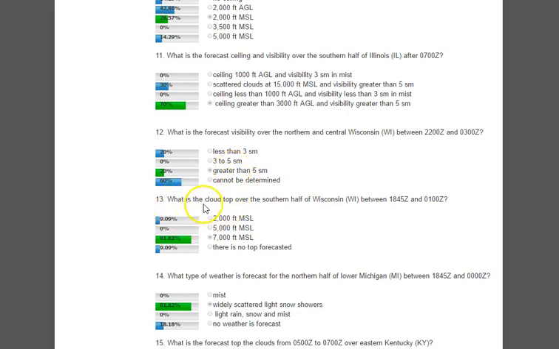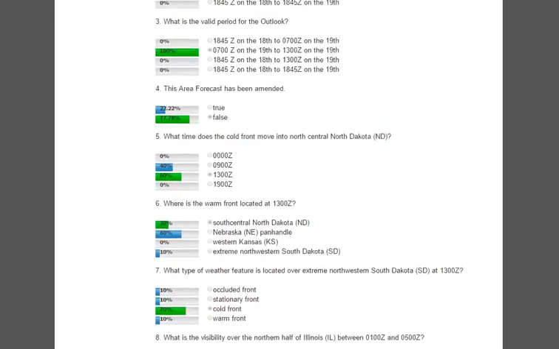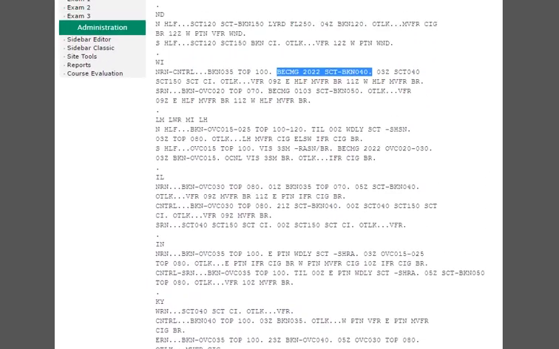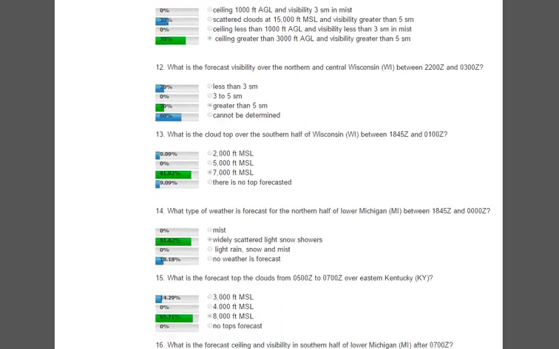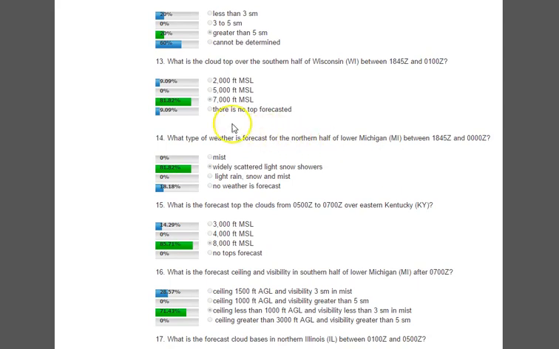Question number 13. What is the top of clouds over the southern half of Wisconsin between 1845 and 1? It looks like most people did well on that one. Southern half of Wisconsin, tops of clouds. Southern half of Wisconsin, tops of clouds are right there, 7,000 between 18 or 19 Zulu, 1845, and 1 Zulu. So 7,000, I think, is the correct answer for that one. And 7,000 it is, 7,000 feet MSL.